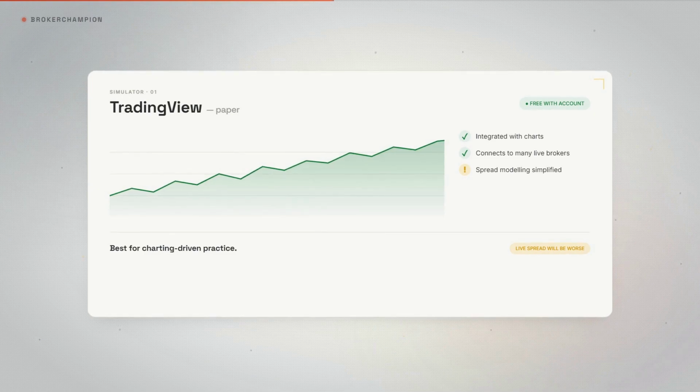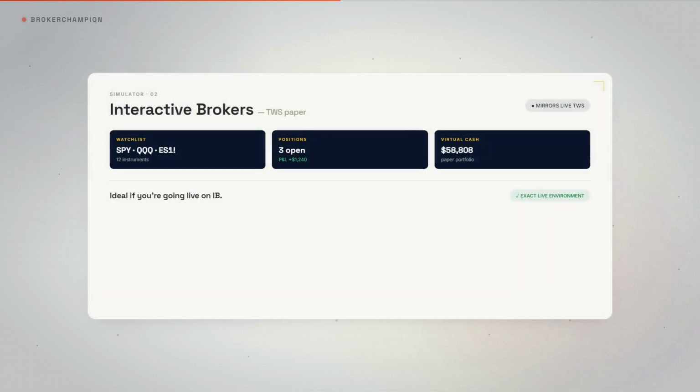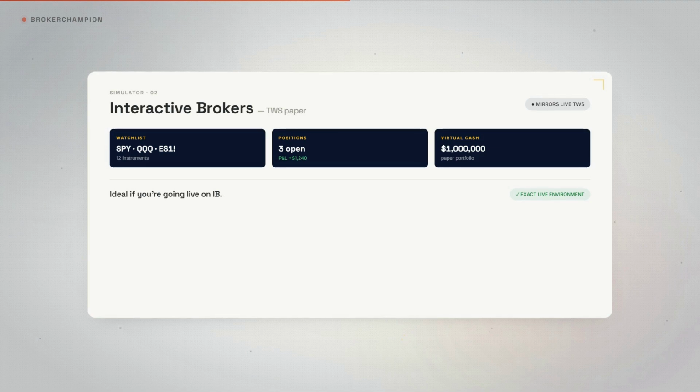Spread modeling is simplified. Your live spread will be worse than displayed. Interactive Brokers' Trader Workstation Paper mirrors the live TWS environment exactly. Virtual portfolio of $1 million. Ideal if you're going live on IB.